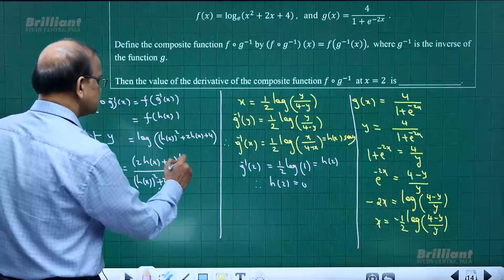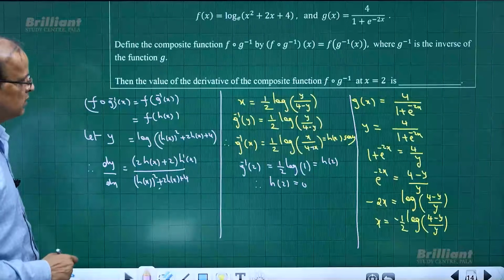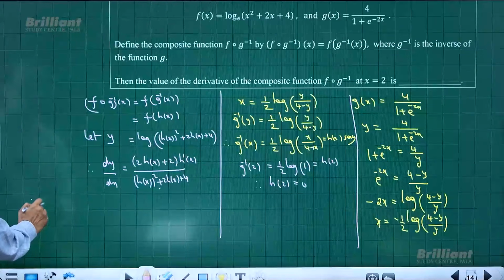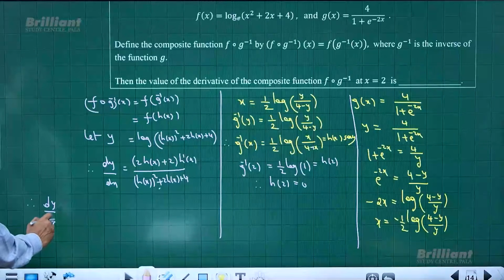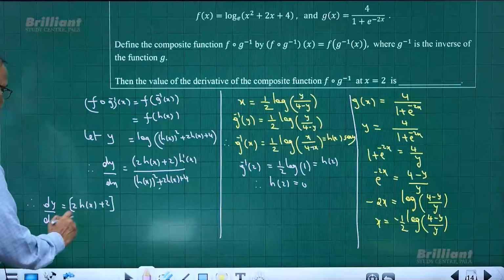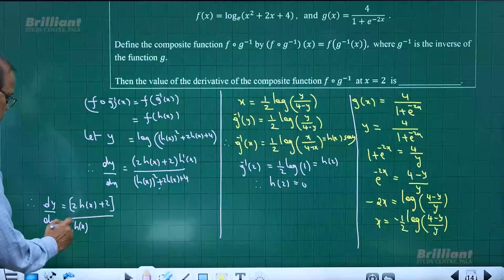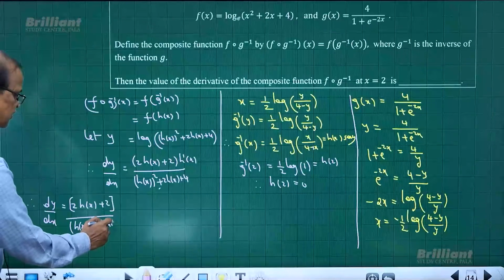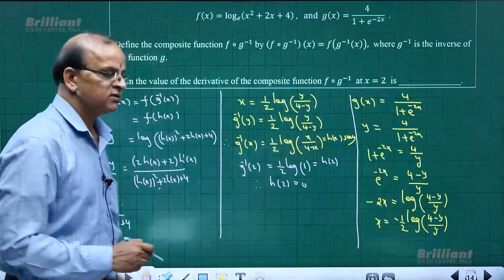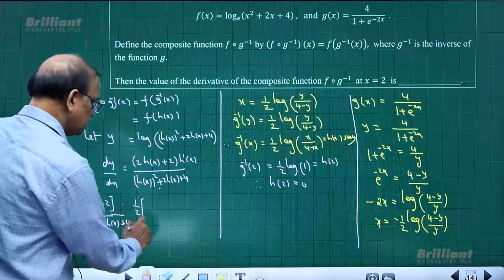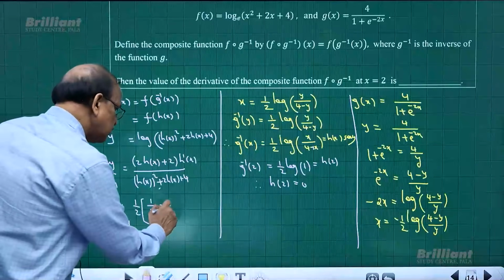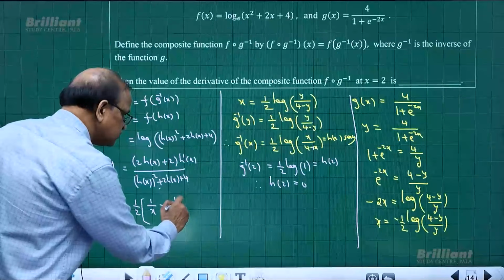So, h dash x is common, right? But h x is this, no? We can find h dash x also. So, therefore, dy by dx is equal to 2 h x plus 2 whole by h x whole square plus 2 h of x plus 4, okay, into the derivative of h x, means the derivative of this, that is 1 by 2 log x divided, 1 by x minus log 4 minus x divided, 1 by 4 minus x into minus 1.